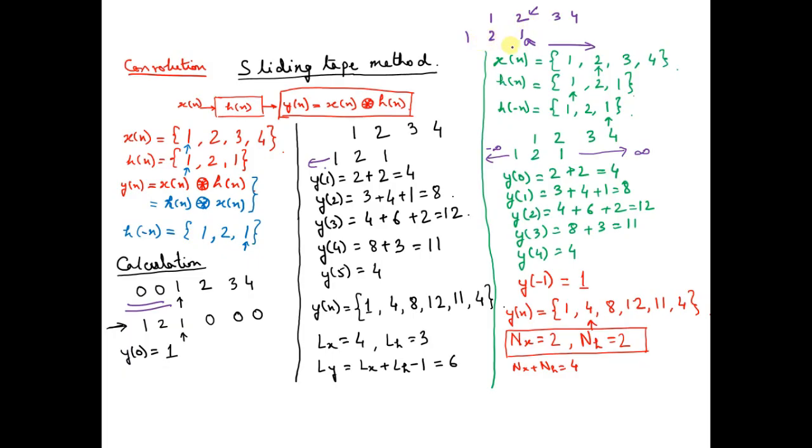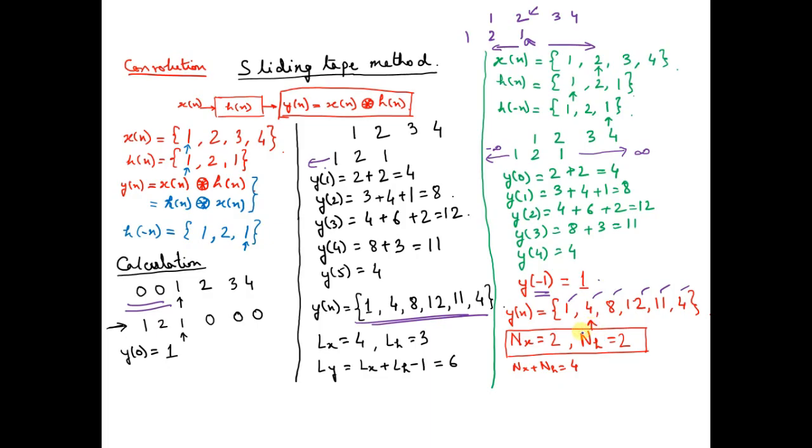So if we move 1 unit towards the left hand side, then there will be a decrement. That means we are getting this y of minus 1, and it is 1. So if you see the value, it remains the same: 1, 4, 8, 12, 11, 4. However, what is happening is that the origin is at the second position, and we have to mark that.